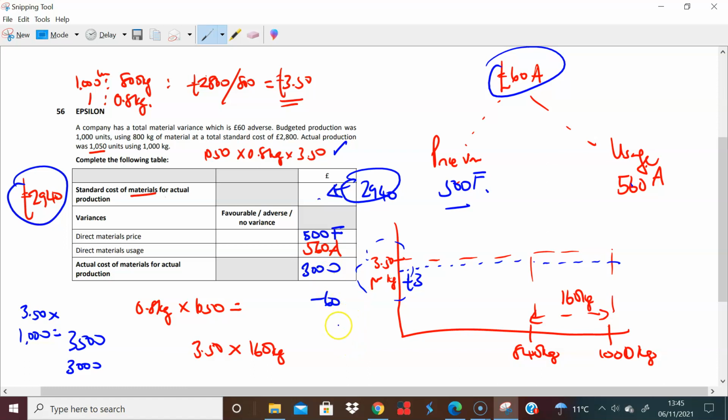So please go ahead and do 57, and that should be good revision for that. Okay.